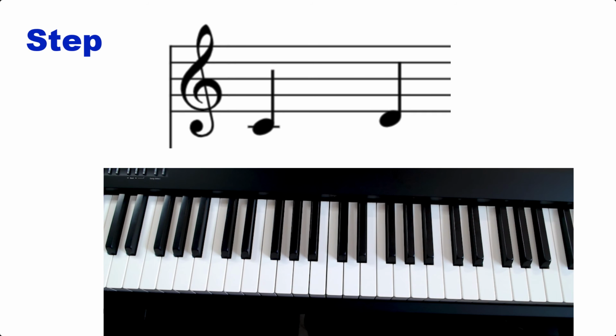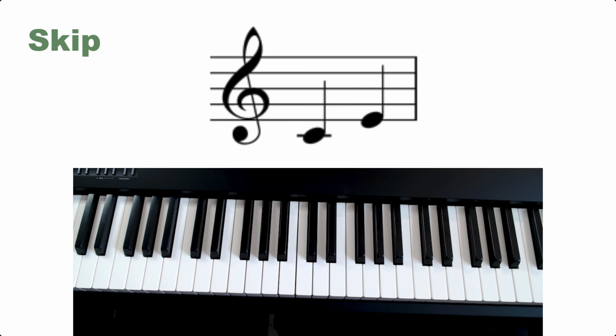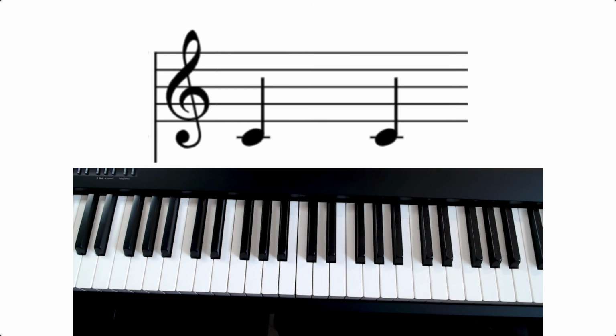Now let's hear the difference between a step, a skip, and a repeat on the piano. So an example of a step would be from C to D. C, D. Those two notes are right next to each other on the staff. An example of a skip would be from C to E. And an example of a repeat would be C to C.